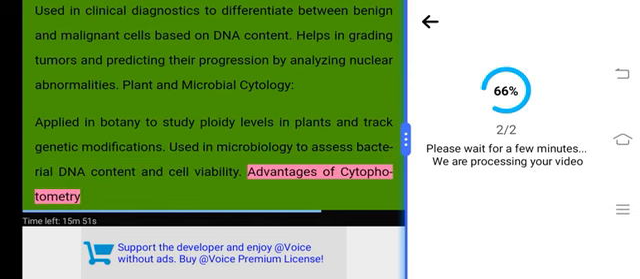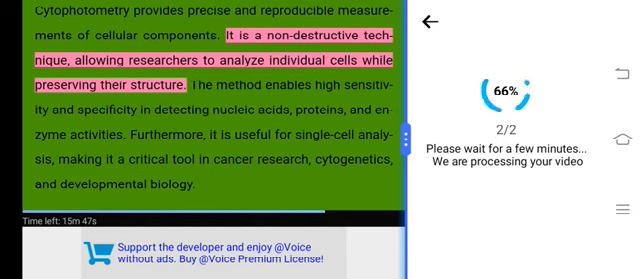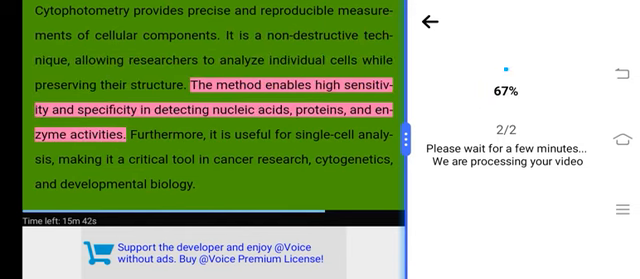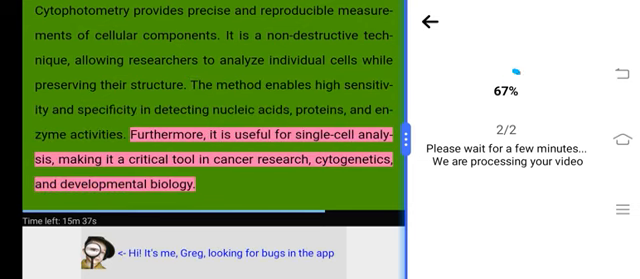Advantages of cytophotometry. Cytophotometry provides precise and reproducible measurements of cellular components. It is a non-destructive technique, allowing researchers to analyze individual cells while preserving their structure. The method enables high sensitivity and specificity in detecting nucleic acids, proteins, and enzyme activities. Furthermore, it is useful for single-cell analysis, making it a critical tool in cancer research, cytogenetics, and developmental biology.